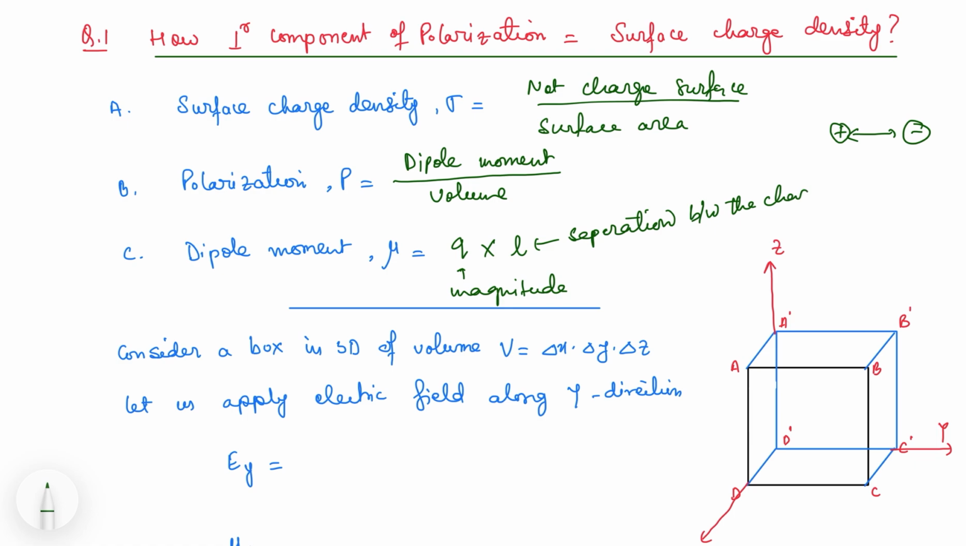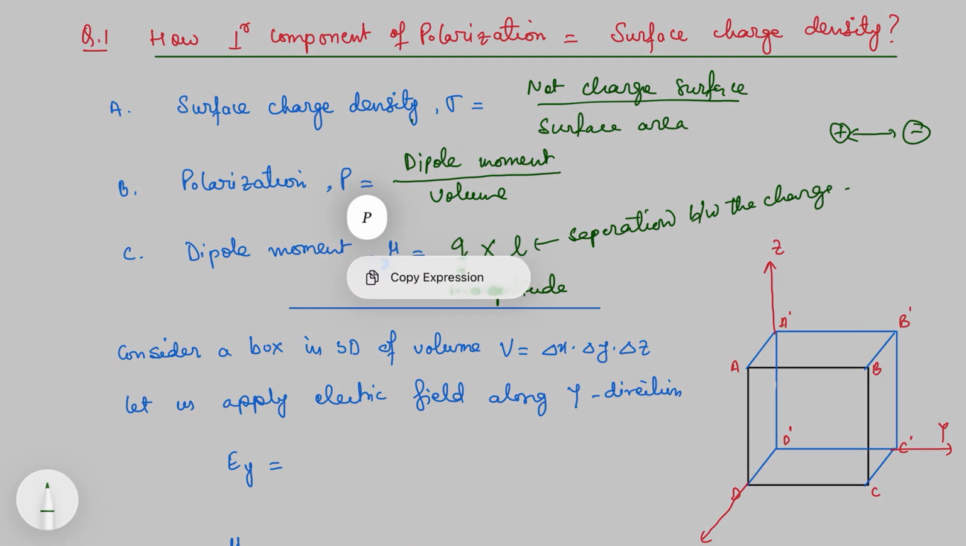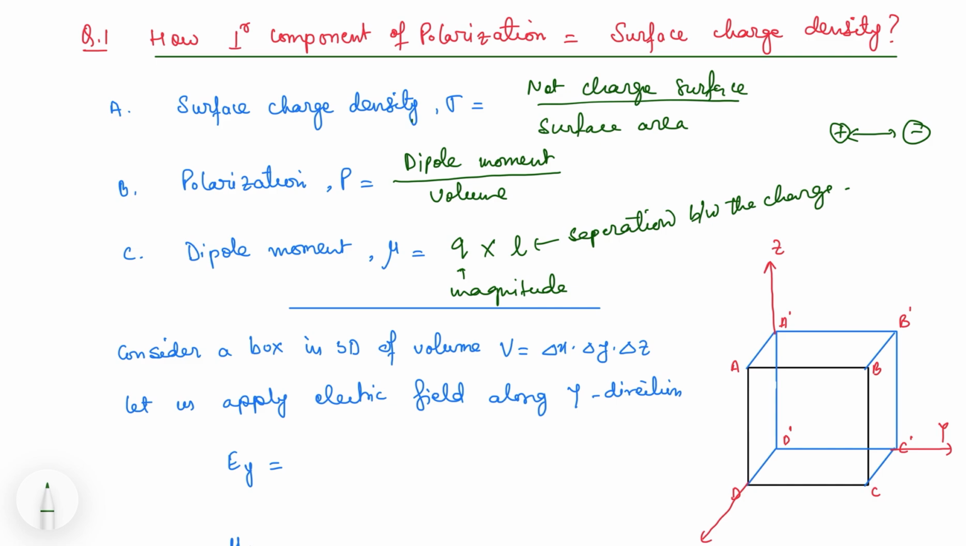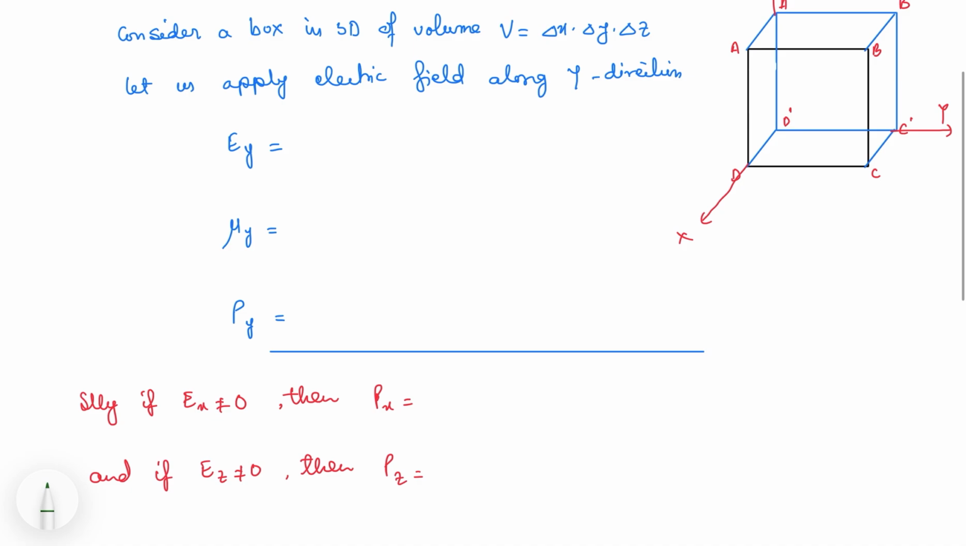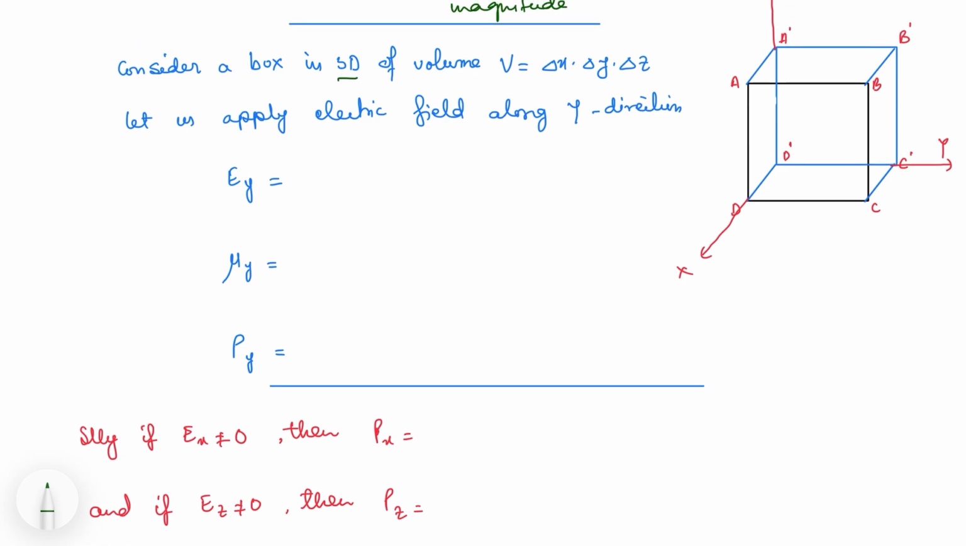Okay. Now, how does the surface charge density equal polarization? That too, not any component of polarization, it has to be the perpendicular component of polarization. To conclude that, we have to consider one box in three dimensions. The volume of the box is delta x, delta y, and delta z. That is, the thickness along the x direction is delta x, along the y direction is delta y, along the z direction is delta z.